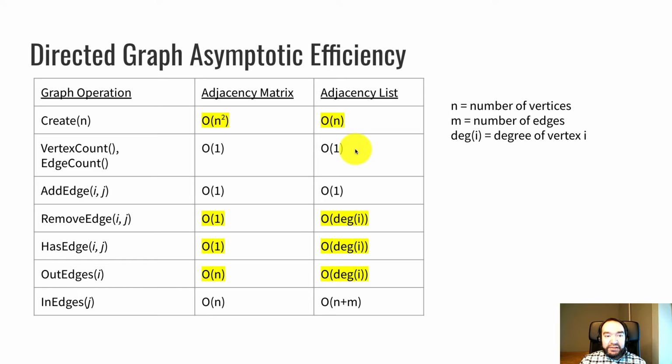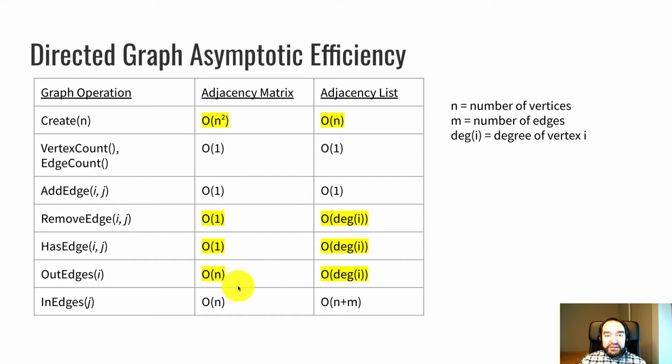They're both tied at constant time for vertex count, edge count, and add edge, so we're not going to worry about those so much. The matrix has a faster remove edge, it's constant time, whereas it's big O of degree of i on the adjacency list. Has edge is also constant time versus big O of degree of i. And then adjacency matrix is slower on out edges. Adjacency matrix is linear time, but adjacency list is big O of degree of i.